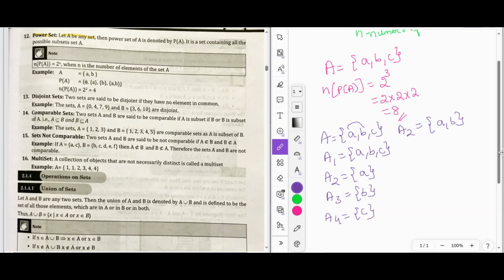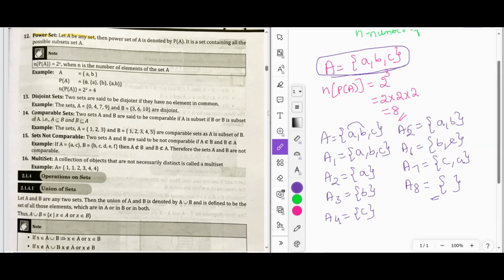Then it will be A5. Then A6 will be B and C. Then A7 will be C and A. Then the eighth set will always be an empty set. So every set will have an empty set as a subset. Okay, therefore these are the 8 subsets formed by the set which is given here, A, B and C. This is how we find the subsets of the power set.